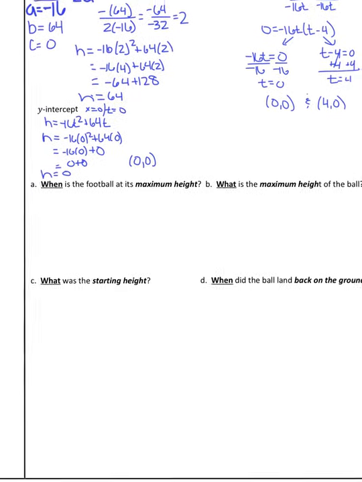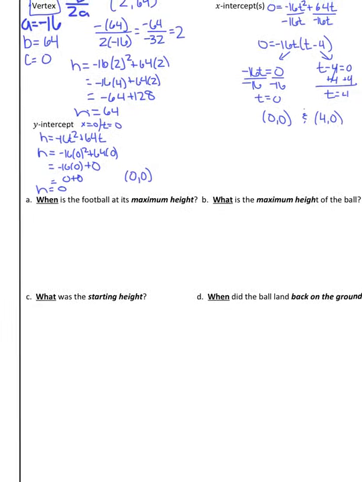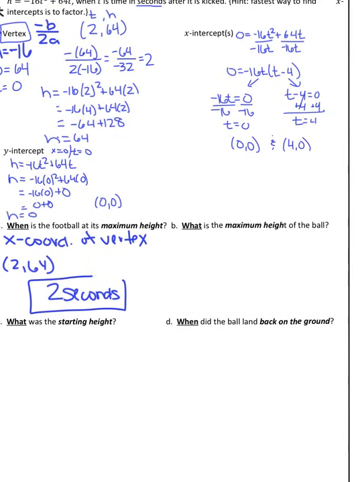All right, so letter A says, when is the football at its maximum height? Again, remember, the when at maximum height is the x-coordinate of the vertex. So if I go back, my vertex was (2, 64). So that means the answer here is 2 seconds.